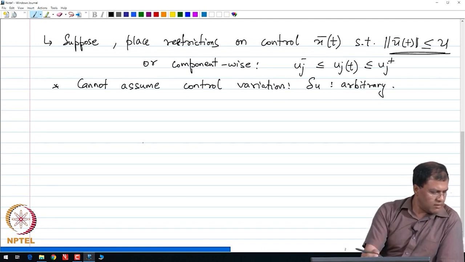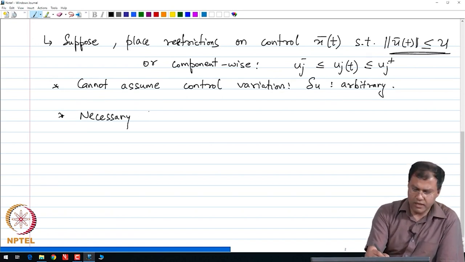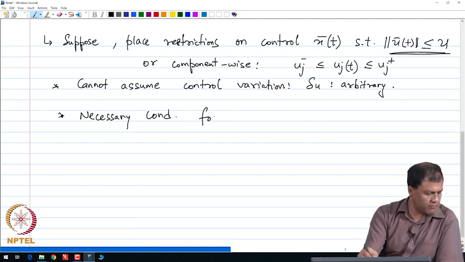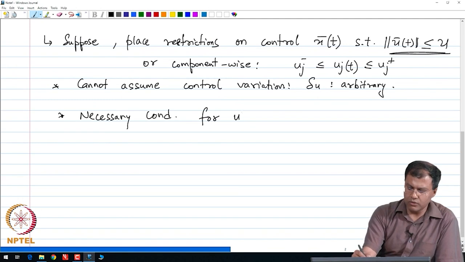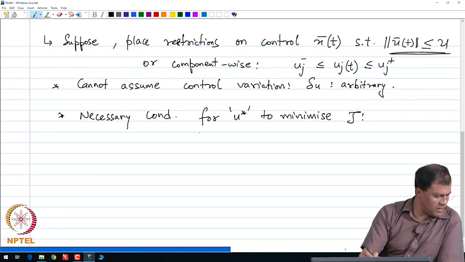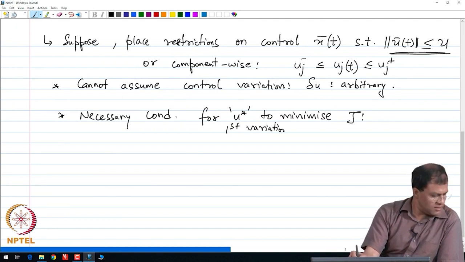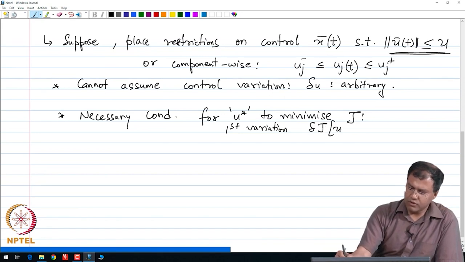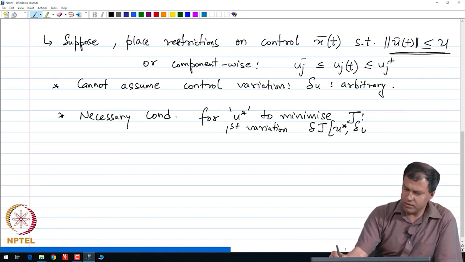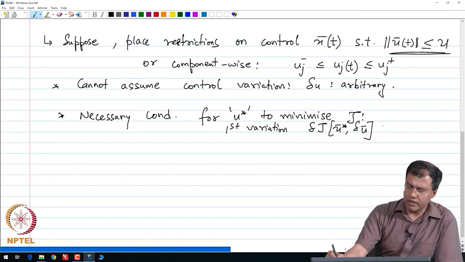So the idea is that the necessary condition is now changed as follows. The necessary condition for u star to minimize J will be the first variation, delta J of u star comma delta u, is greater than or equal to 0.